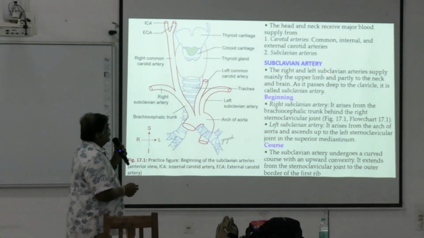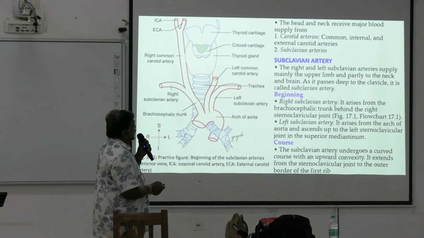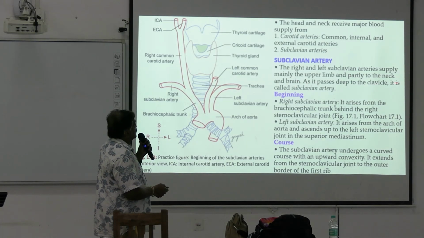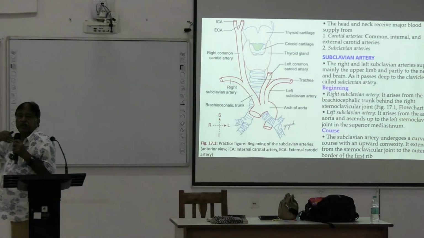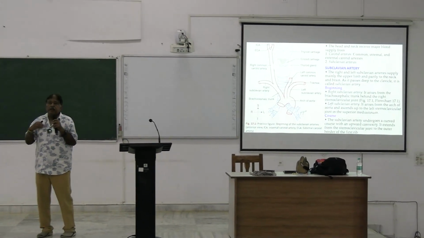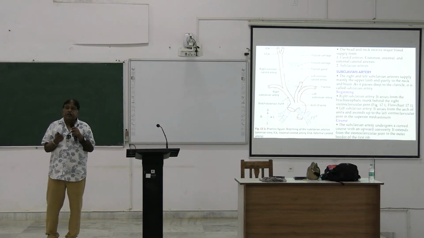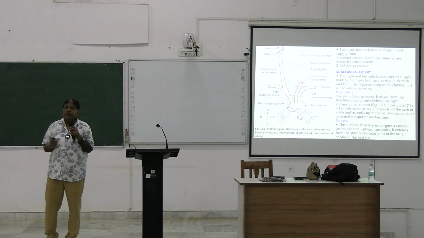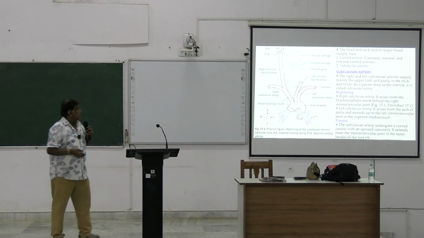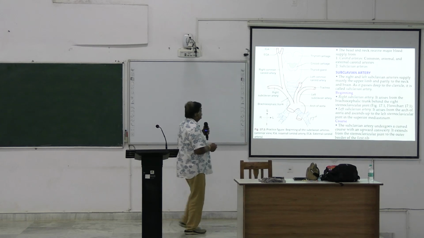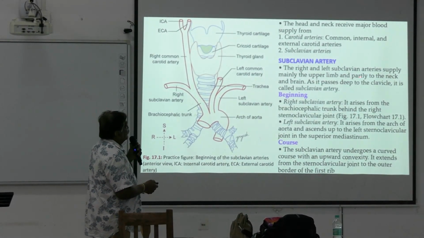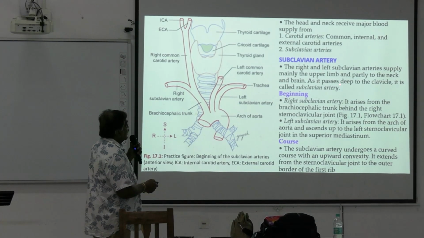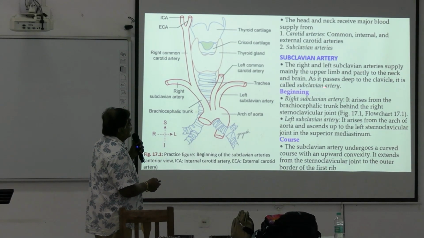The right and left subclavian arteries supply mainly the upper limb and partly the neck and brain. As it passes deep to the clavicle, it is called subclavian. It is passing under the clavicle. Even in OSPE, you will be asked to identify the subclavian artery, so it's very important.